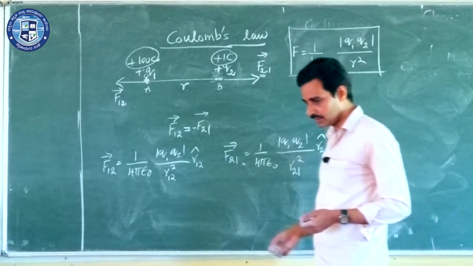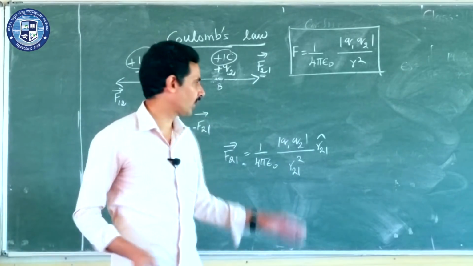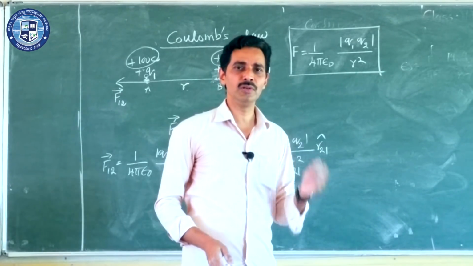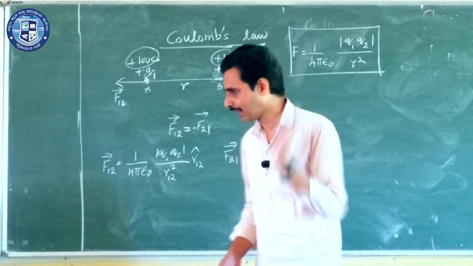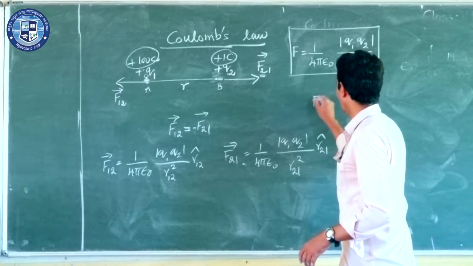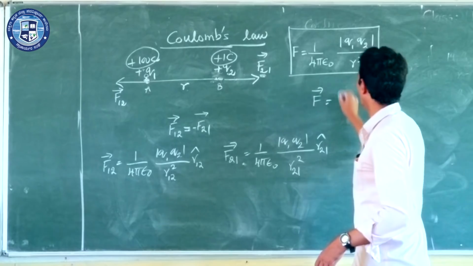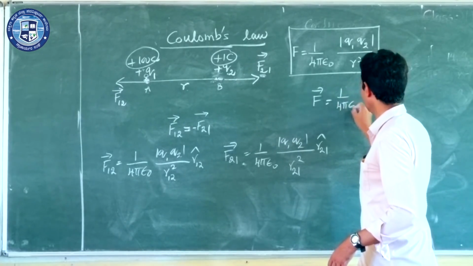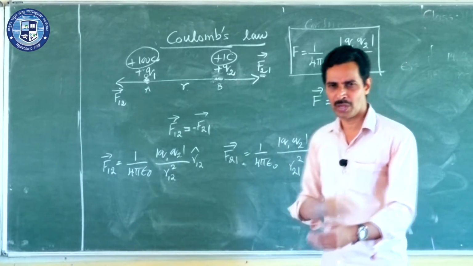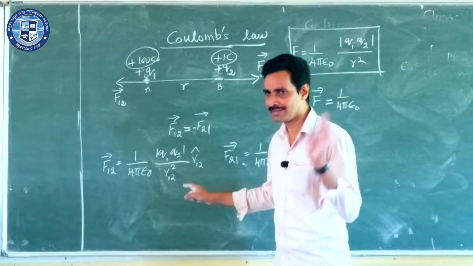But in the examination, you can minimize this. You need not write all these things. Write Coulomb's law in vector form. Simply write like this, this is enough. Vector F, same formula, 1 by 4 pi epsilon naught. We will write it in general. Let us not worry about 1, 2 and all. This is for knowledge, this is enough.